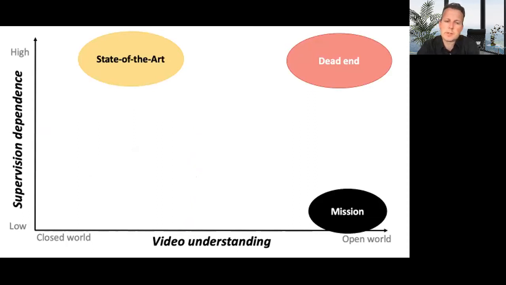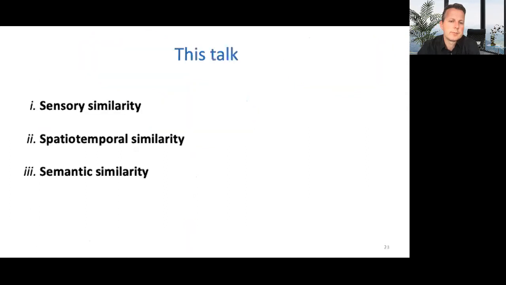Today, I would like to talk about a different topic, and that is the value of similarity when doing real-world video AI. And the talk is separated into three parts. I would first like to discuss with you sensory similarity, then spatiotemporal similarity, and finally, semantic similarity.